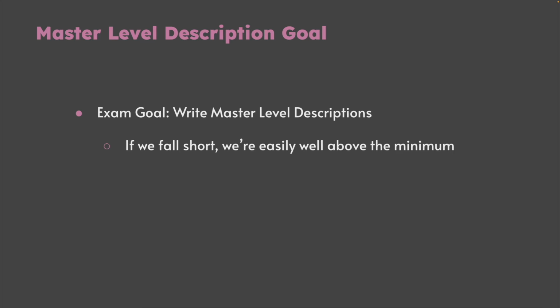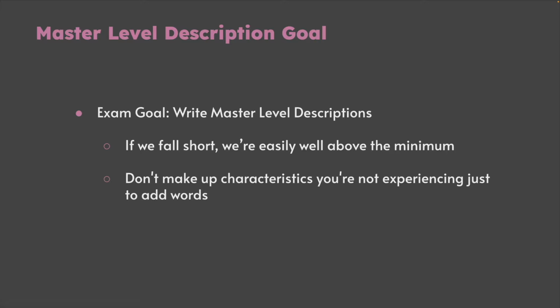But that being said, we do not want to make up characteristics that we're not experiencing just to add more words. If you're the only one who's noting some kind of characteristic and it's not something you actually perceive but you thought should be there or thought others are going to perceive, that's going to work against you, and that's counterproductive to what we're trying to achieve. So if you are one or two words short on that master level goal and really have nothing else that you can note without 100% confidence, leave it where you're confident. I've said this many times, and I'll continue to say this: do your best and you should be fine.